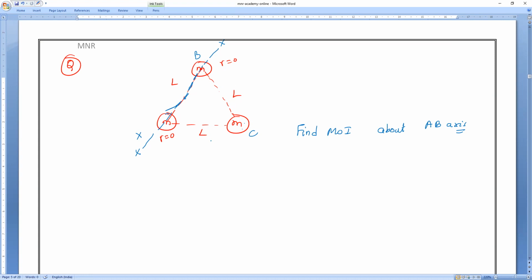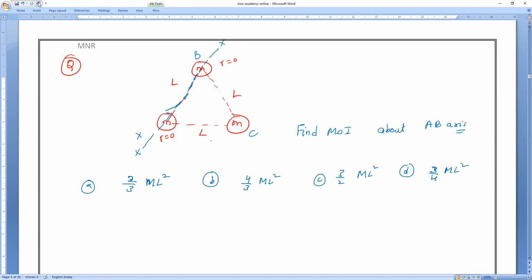So, there is a mathematical concept you have to apply. What concept? Can you guess, Pradosh? Find the answer. Option A, 2 by 3 ml square, option B, 4 by 3 ml square, option C, 3 by 2 ml square, and option D, 3 by 4 ml square.